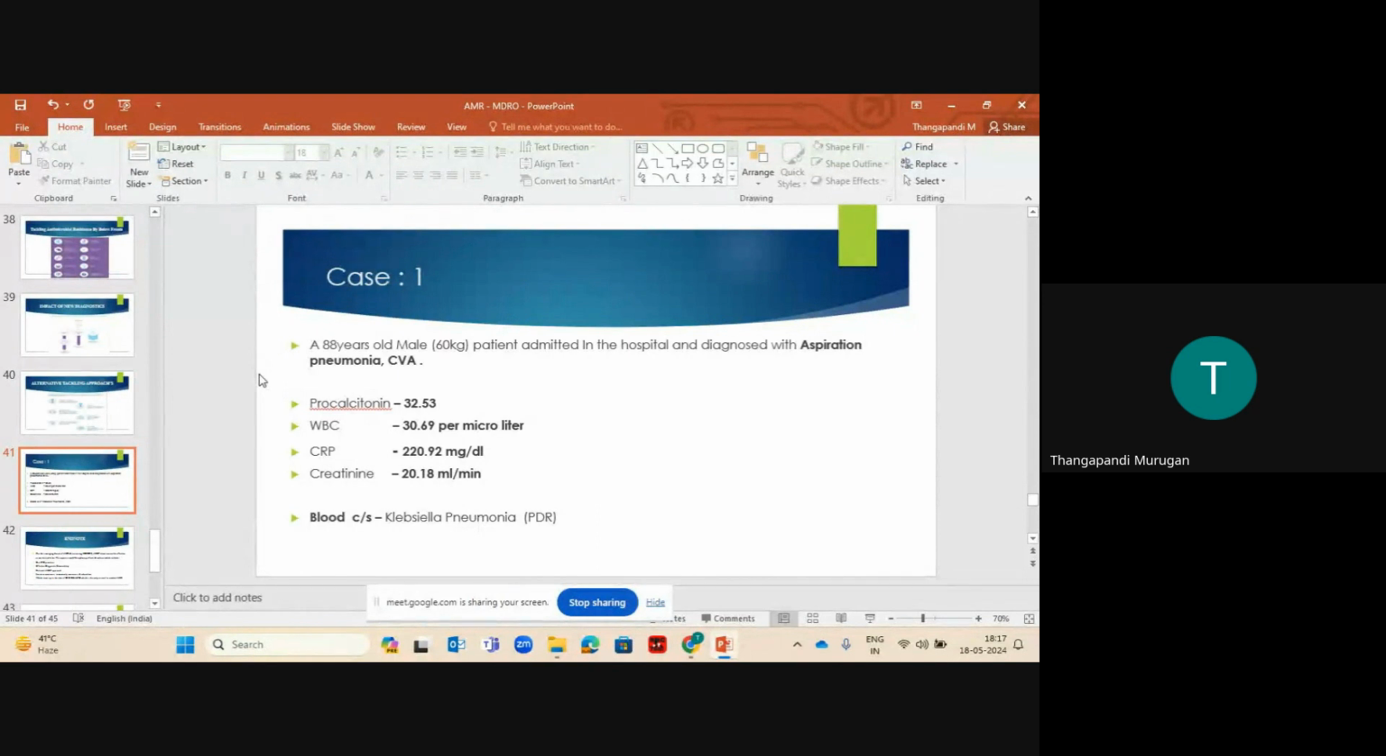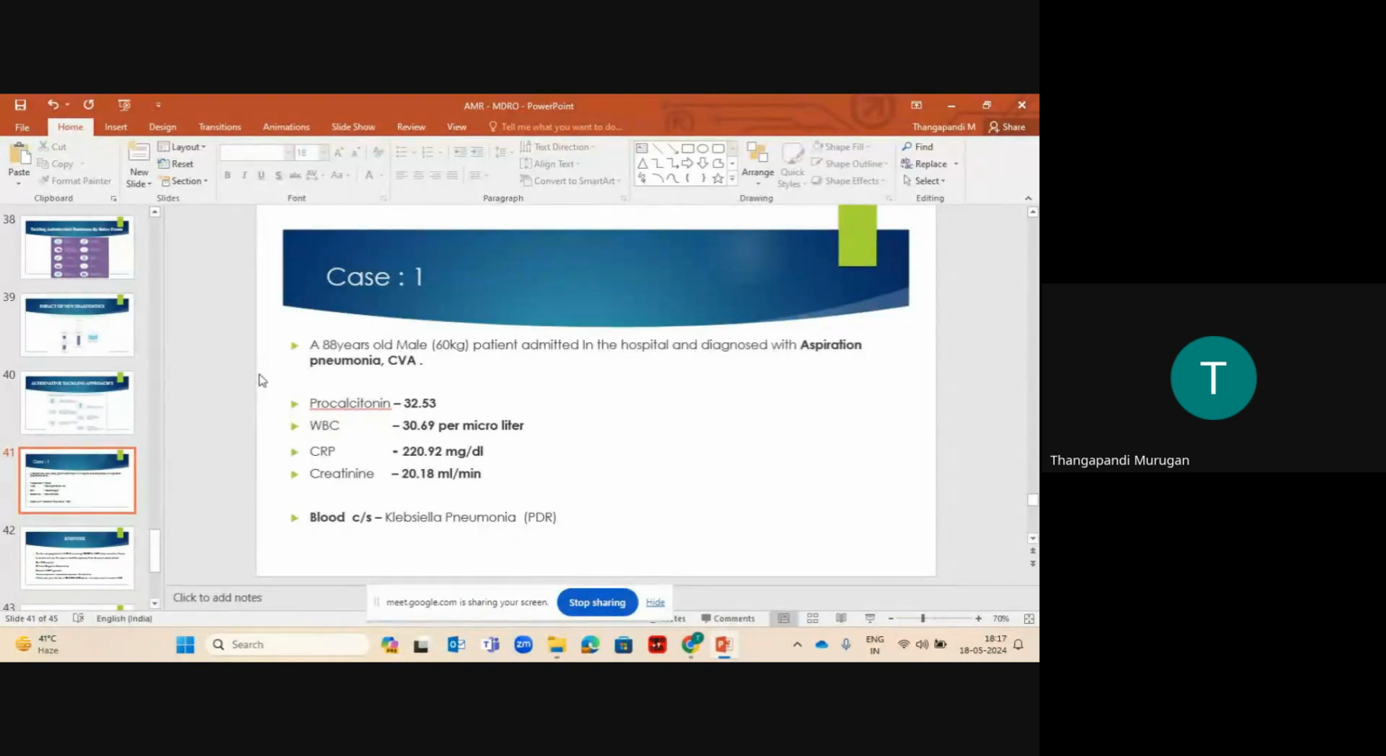These are very high ranges, so you can compare with the normal ranges. And then the culture report which we have received shows Klebsiella pneumoniae, which is a leading cause of pneumonia in the hospital setting. So then pan-drug resistance has happened.